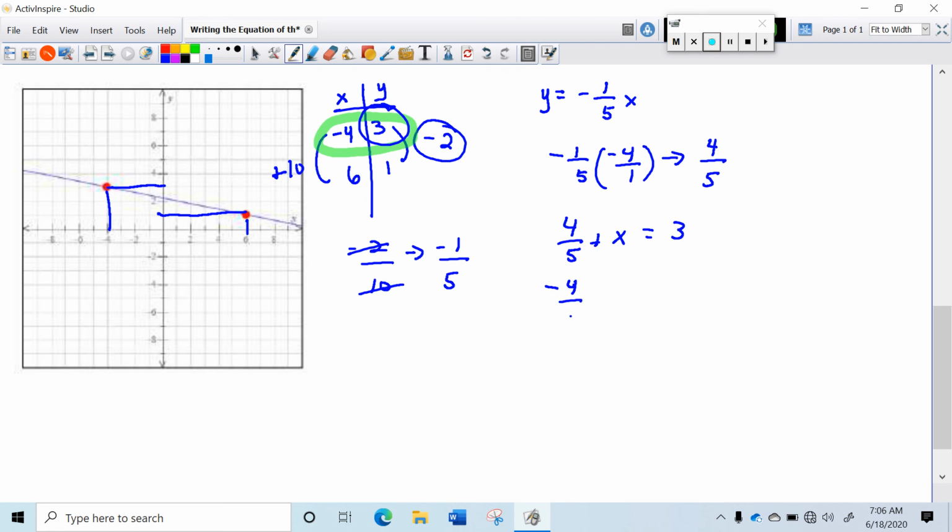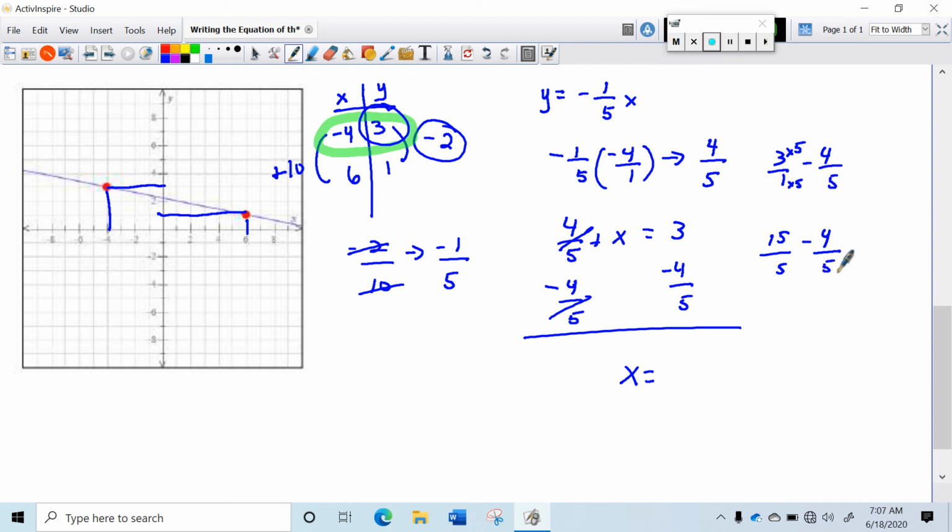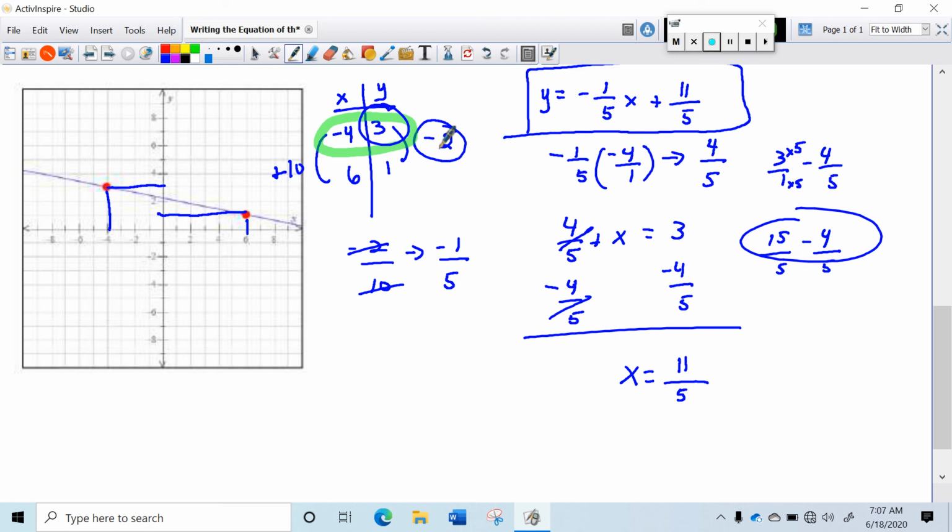I'm going to subtract out 4/5. Okay, so I've got 3 over 1 minus 4 over 5. Multiply the numerator and denominator by 5. 3 times 5 is 15, 1 times 5 is 5. Minus 4/5. Common denominator is 5. The numerator, 15 take away 4 is 11. So that's a positive 11 over 5 for my y-intercept. So the equation is y equals negative 1/5 x plus 11/5.